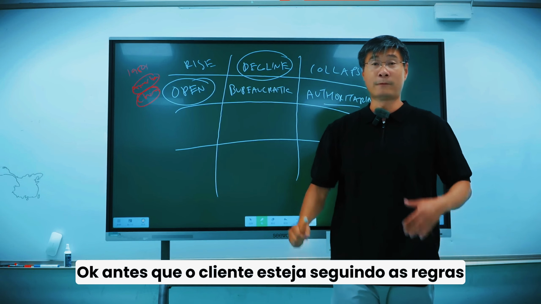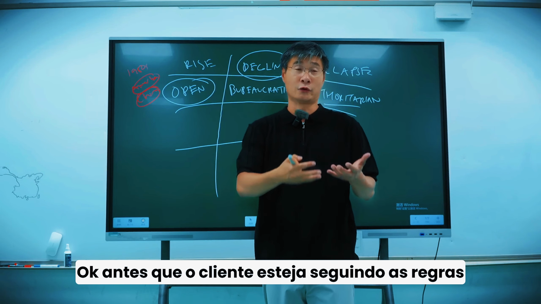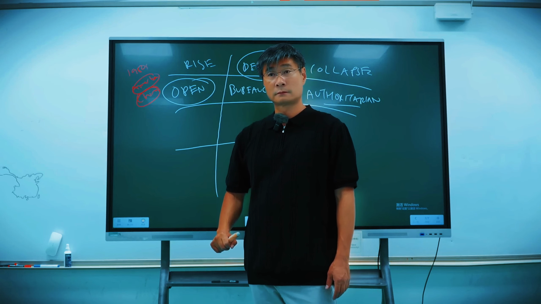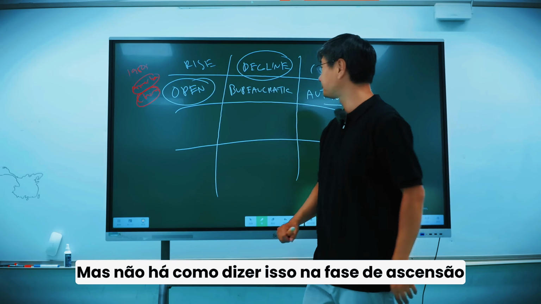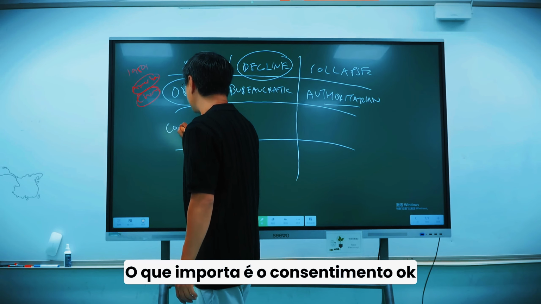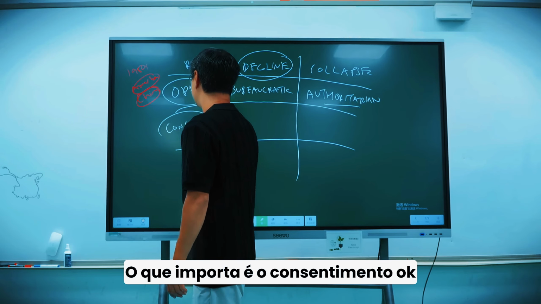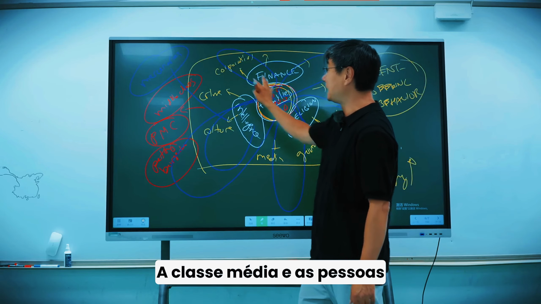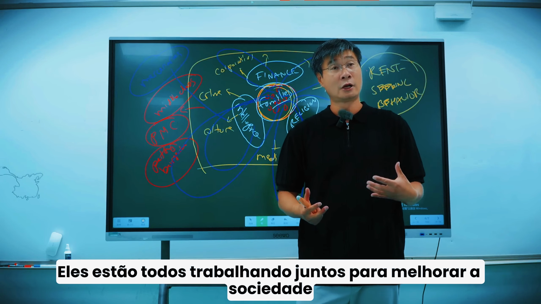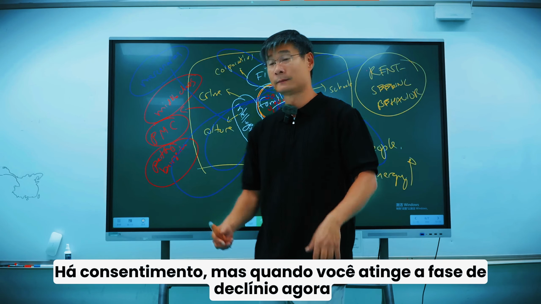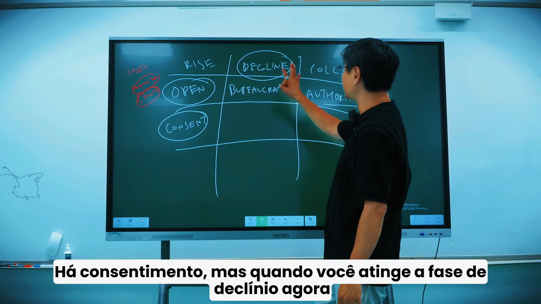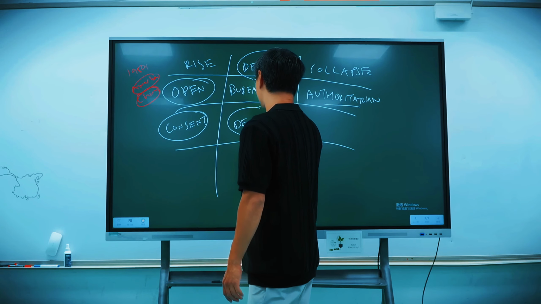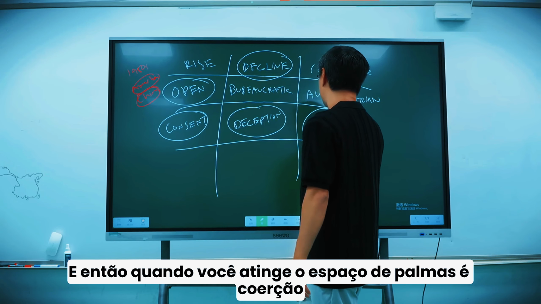Okay? Before decline, it's all following the rules. Now, it's just rule by force. Okay? But there's another way of saying this. In the rise phase, what matters is the consent. Okay? So these three groups, the elite, the middle class, and the people, they're all working together to improve society. There's consent. But when you hit the decline phase, now there's deception. And then when you hit the collapse phase, it's coercion.